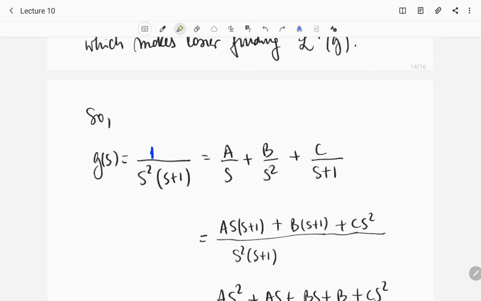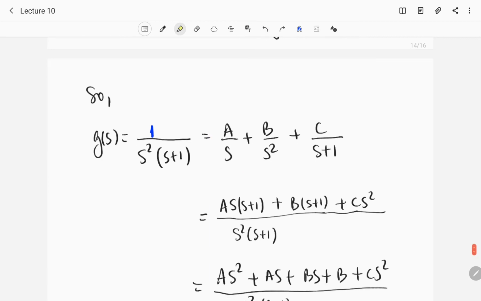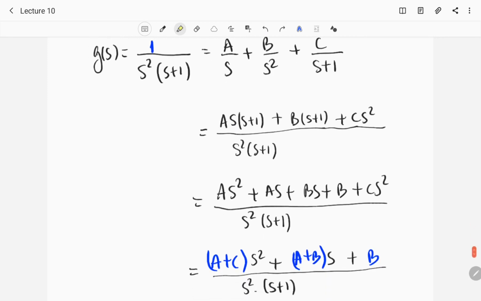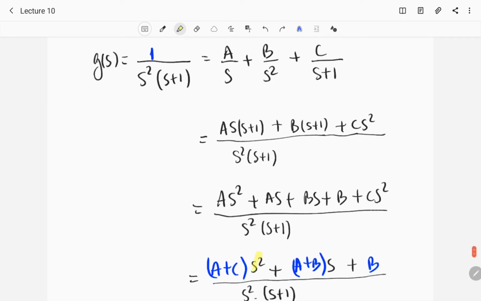So how to find those numbers? We only need to work out this piece of the identity and then equate coefficients. What is convenient to do at the end of this computation is detect who is next to s squared, who is next to s, and who is next to 1, or like the numbers.